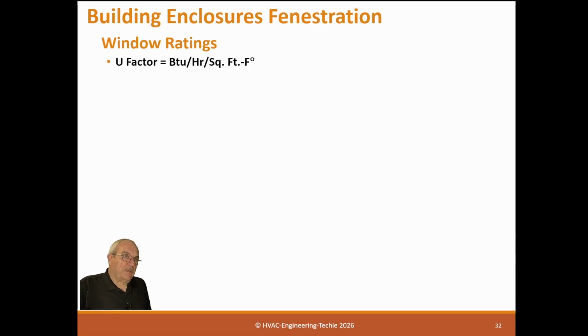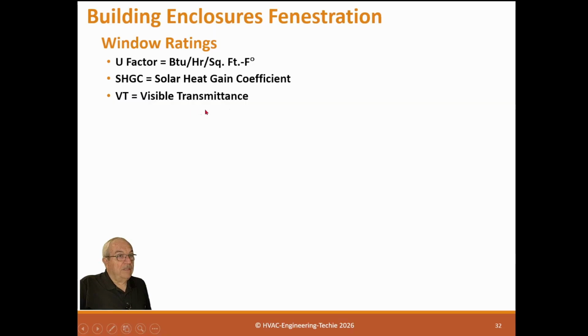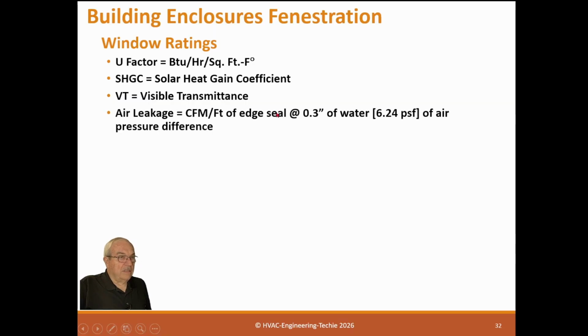But anyway, same thing. It's about how much heat is getting through the window, is capable of getting. SHGC is the solar heat gain coefficient. That means if it's got sun shining on it, how much is it going to transmit? VT is visible transmittance, or VLT, same thing.